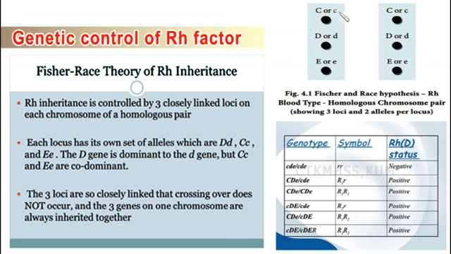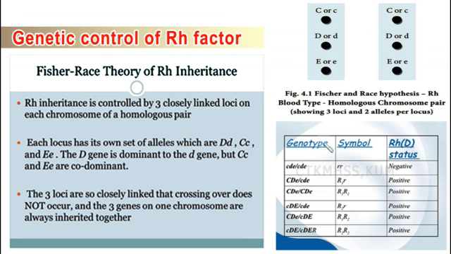Then the three loci are so closely linked that crossing over does not occur, and the three genes on one chromosome are always inherited together. They are present so closely that even after crossing over they cannot be separated, they are inherited together. When crossing over occurs there will be change in the genes, but they are so closely packed that even after crossing over there will not be any difference, there will not be any segregation, they will be inherited together.